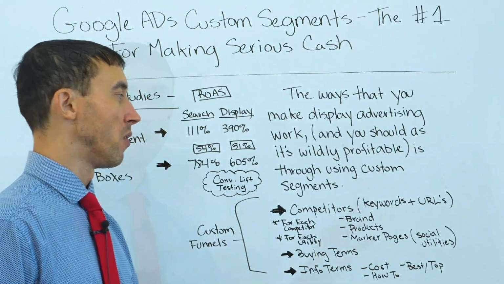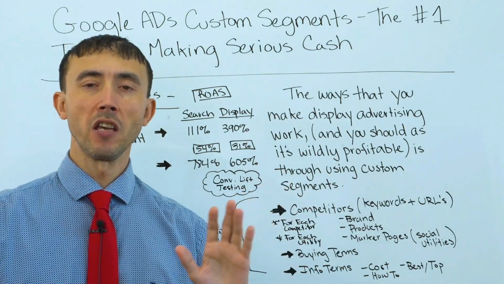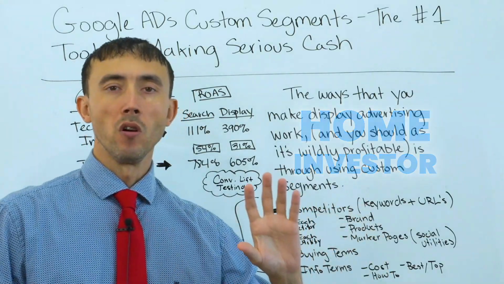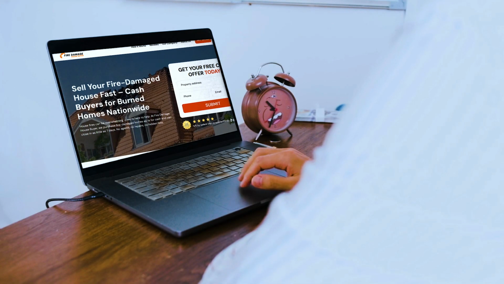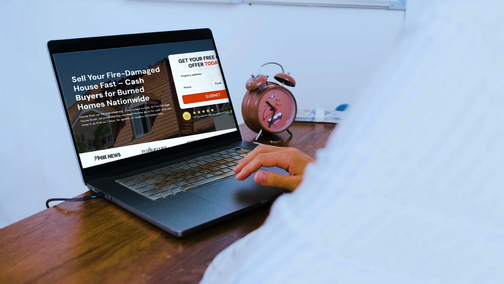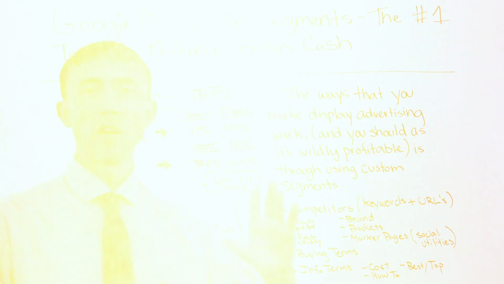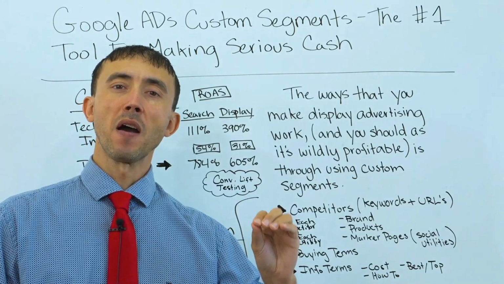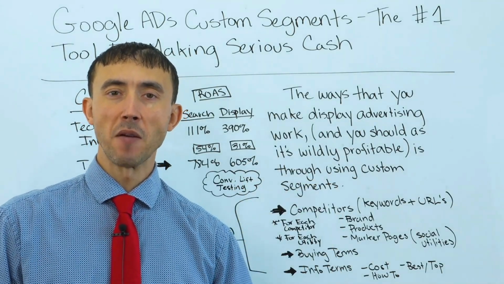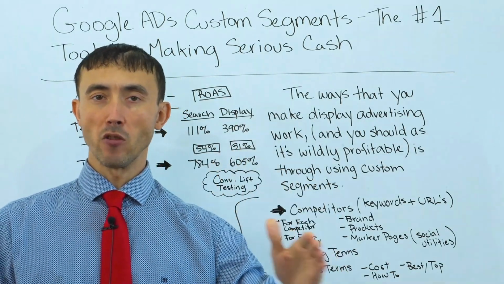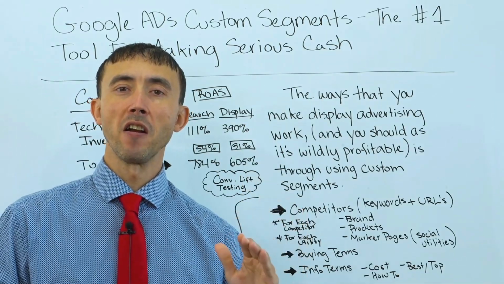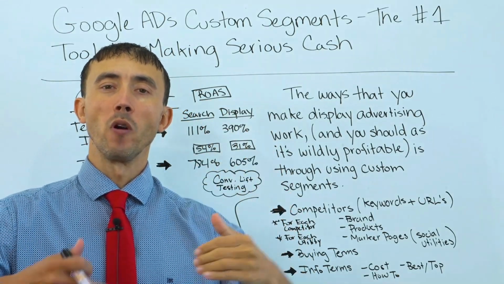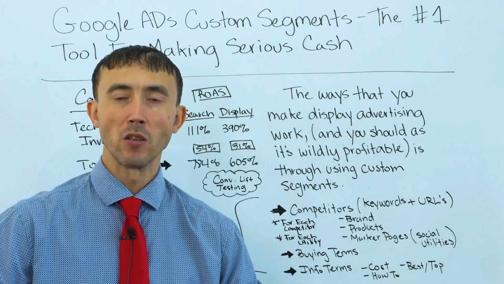For example, say you are a home investor. You can target somebody who has recently gone to a web page talking about fire damaged houses, where they go to a page on the internet that talks about how you can fix a fire damaged house. So this is not a direct competitor, but it's a competitor that essentially fixes up houses that are fire damaged. What you want to do is buy the fire damaged house from them.